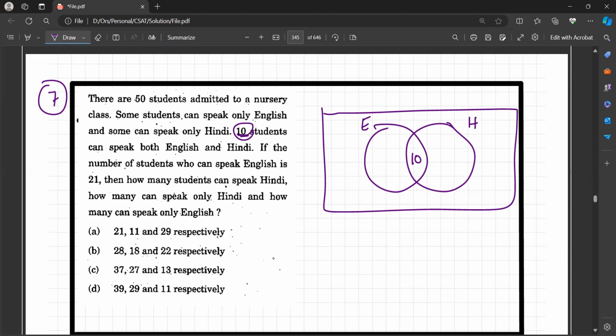If the number of students who can speak English is 21, so this has to be 11. And the number of students who can speak Hindi, if the number of students who can speak English is 21, then how many students can speak Hindi, and how many students can speak only Hindi? So this will be 0. At least one language is spoken, right? So this will be 11, this will be 10, so this will be 29. The question is how many students can speak Hindi? Hindi: 29 plus 10, 39. 39 is the answer here, so the answer is D.